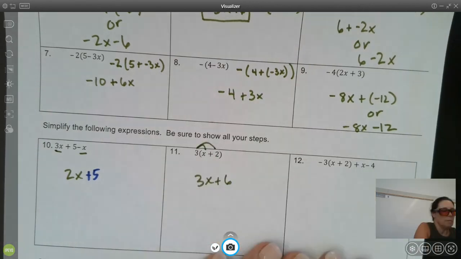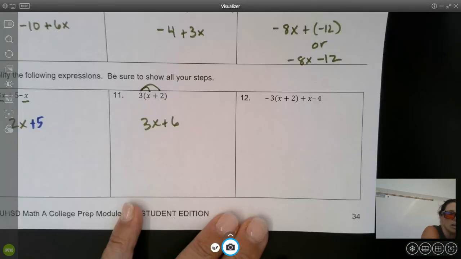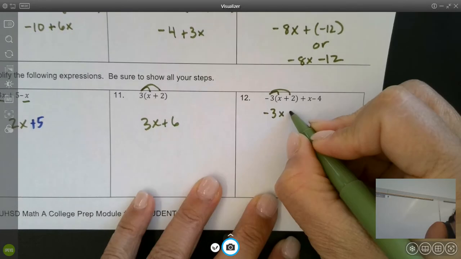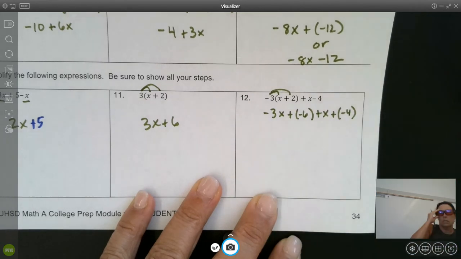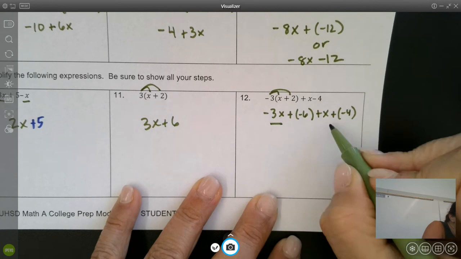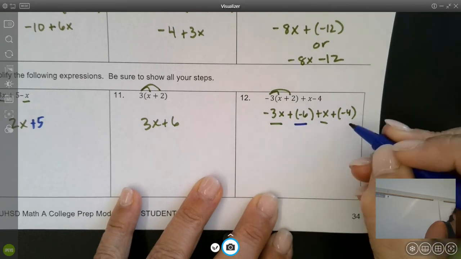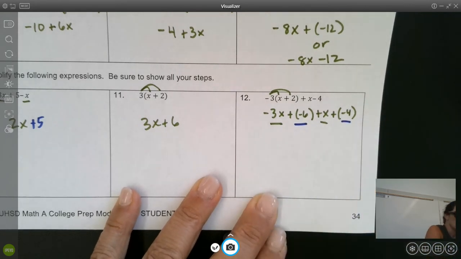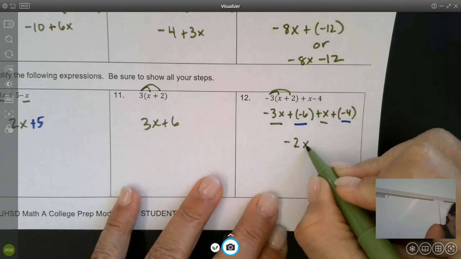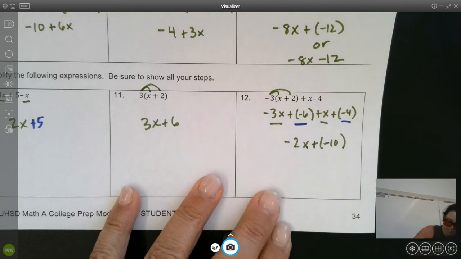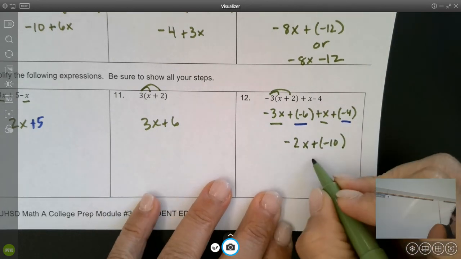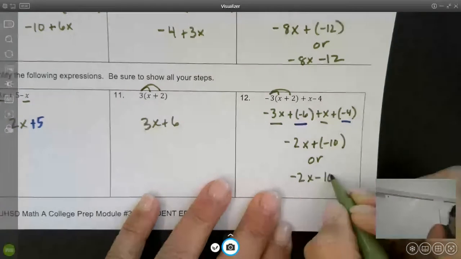Okay, a couple of steps on this one, and I expect you to write your steps. Okay, you'll get lost otherwise. Okay, distributing this in first, negative 3x plus negative 6 plus x plus, I'm changing that to a negative 4. Okay, now the x terms are those, and the numeric terms are those. So negative 3x plus x is negative 2x, and negative 6 plus negative 4 is negative 10. Okay, so you could write it as negative 2x minus 10 if that's better for you.